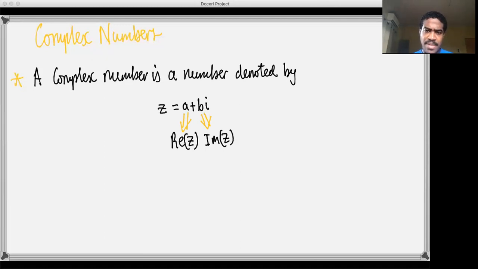The reason why b is called the imaginary part is because it is connected to the imaginary number i. And we'll get into what i is a little later down in the video. So we say that a complex number is a number denoted by z = a + bi. a is your real part and b is your imaginary part. So that's the first point on complex numbers that I want to note.